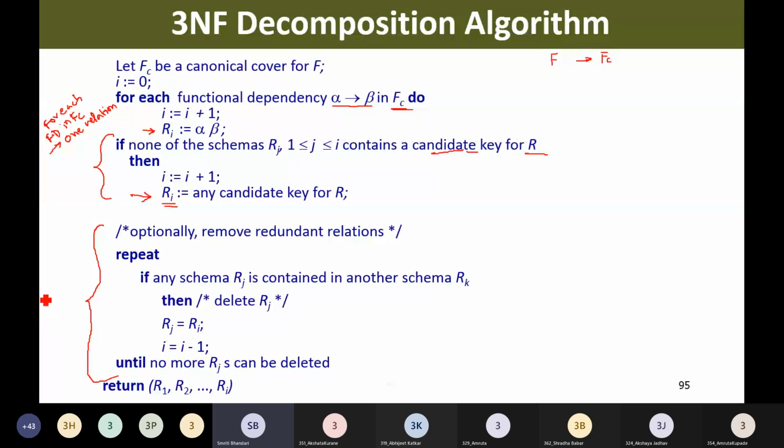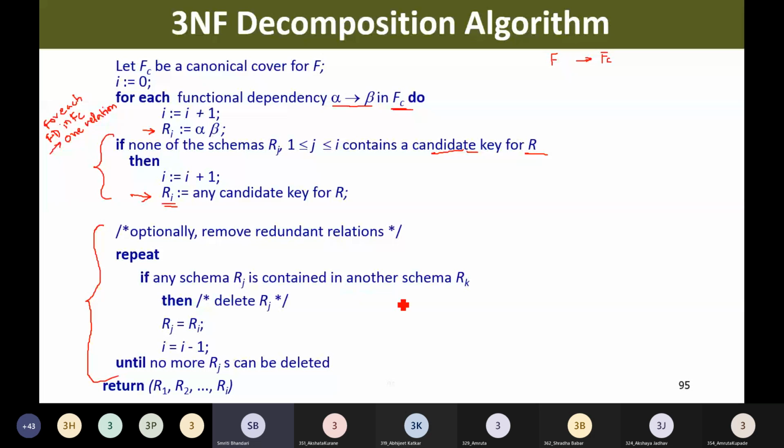We are going to remove the redundant relations, if any. Right? So, what does this mean? Many times it happens that after undergoing the previous steps, we may have more than one relation having the same attributes. So if this is the case, then we are going to remove such redundant relations. For that reason, we have written a few steps here.